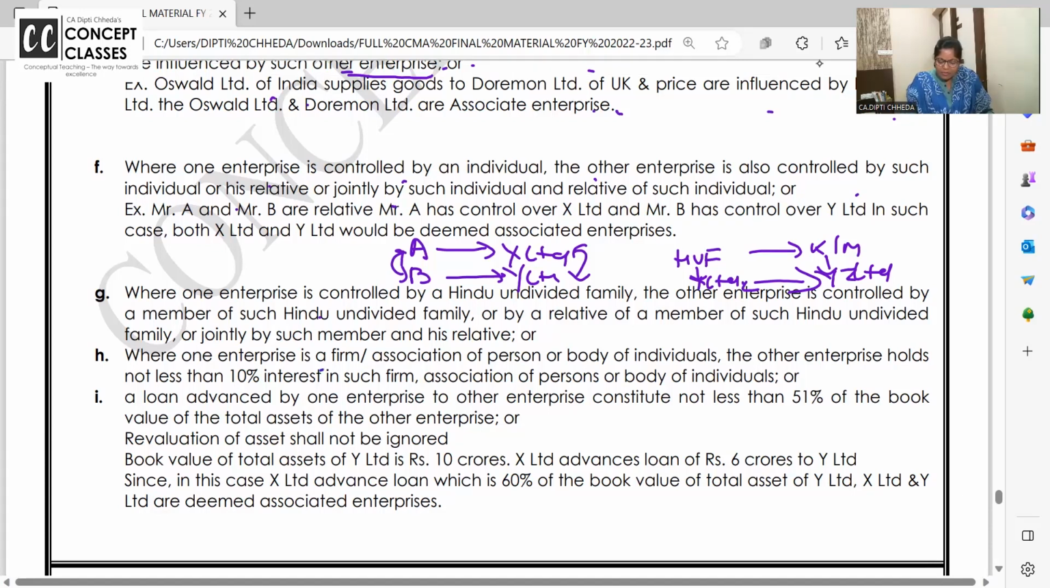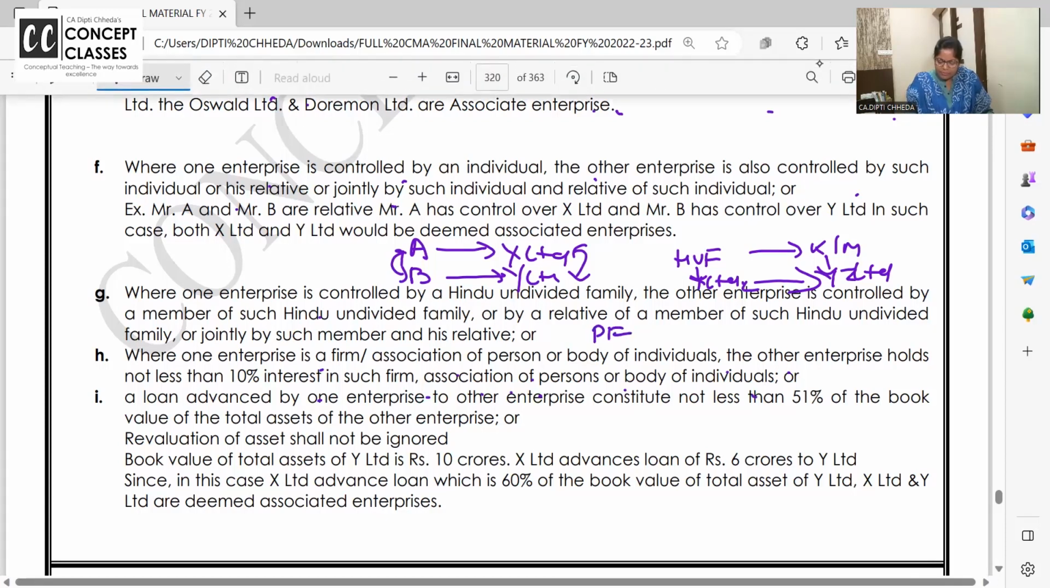One enterprise is a firm or AOP or BOI, and the other enterprise holds not less than 10% in such firm, AOP or BOI. So one enterprise is a partnership firm and the other enterprise holds not less than 10% in this partnership firm. तो ये दोनों कैसे हो गए? Related हो गए, substantial interest हो गया.